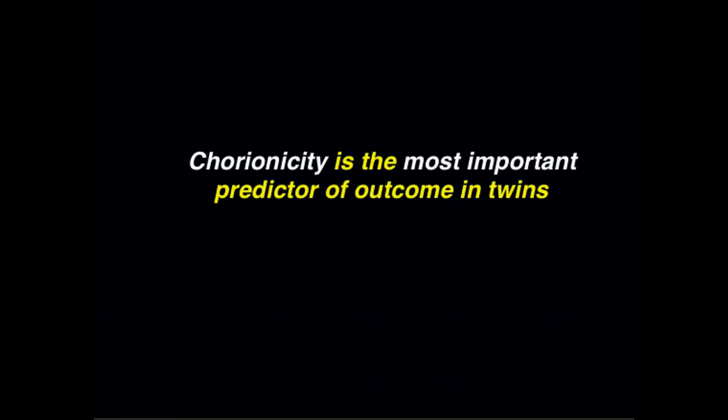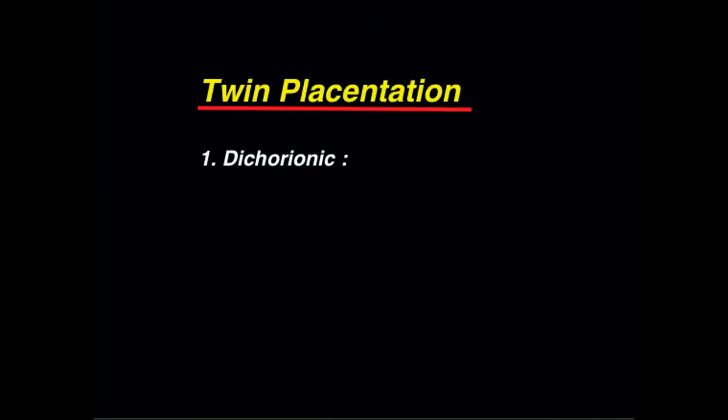Chorionicity is the most important predictor of outcome in twin pregnancies. Therefore, it turns out to be fortuitous that dichorionicity, that is where each twin has its own placental unit, is far and away the most common form of twin placentation. If you are dealing with dichorionic twin placentation, then you are dealing with the same placental pathologies that are seen in singletons, the things that you are very familiar with.